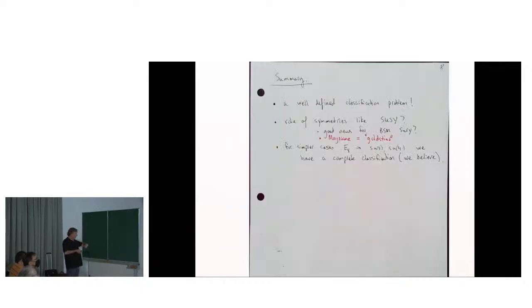So, summary. Well, I think it's a well-defined classification problem. There's still work to do, but it seems well-defined. We found some results. This is an interesting issue. For the Majorana fermion, remember the supersymmetry was actually important, because the fermion was identified as a Goldstino. This is sort of from the Goldstone theorem. That's why it was massless.